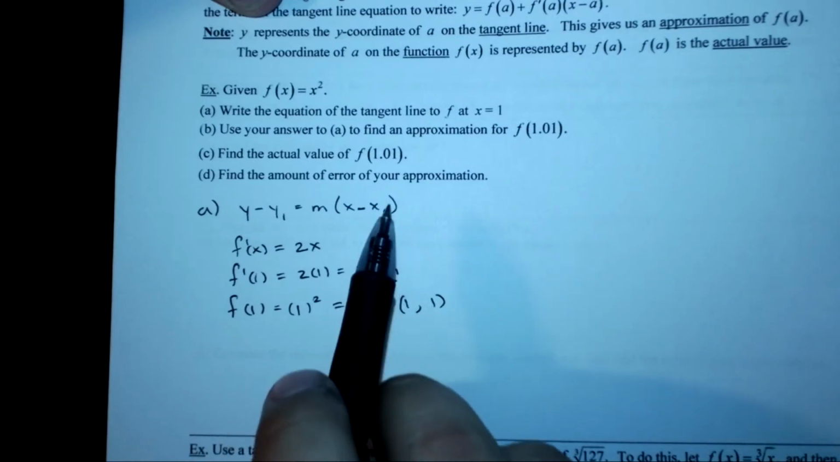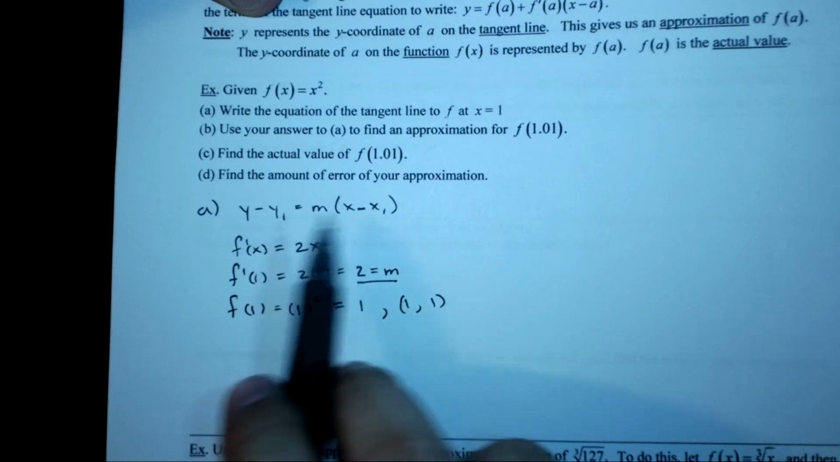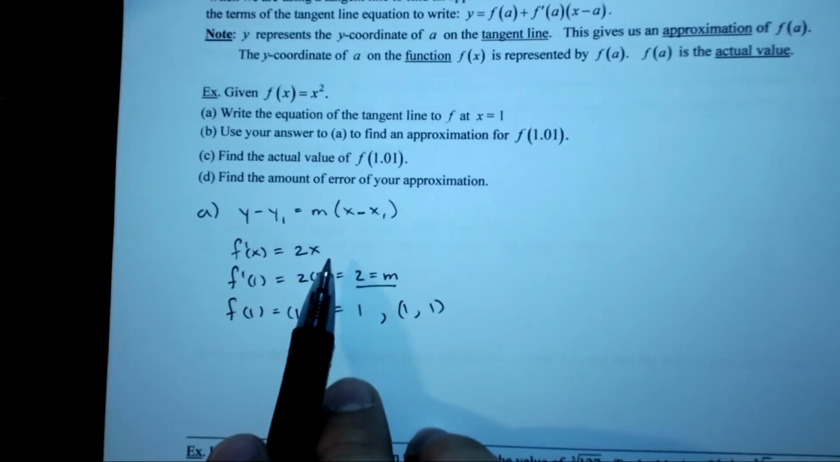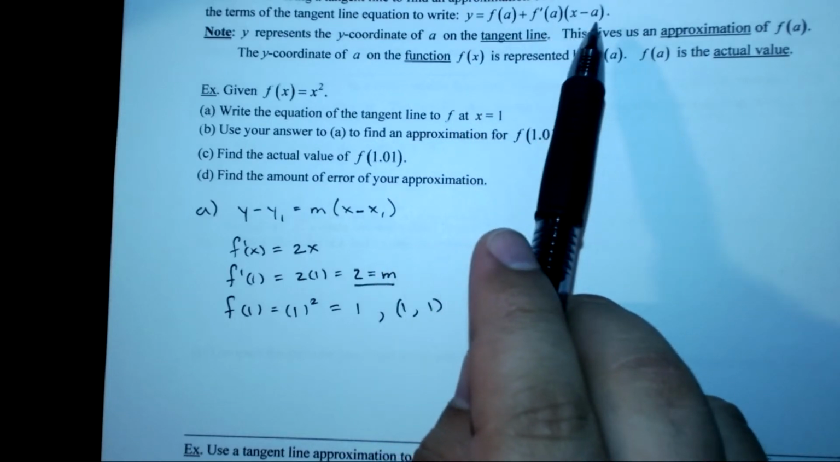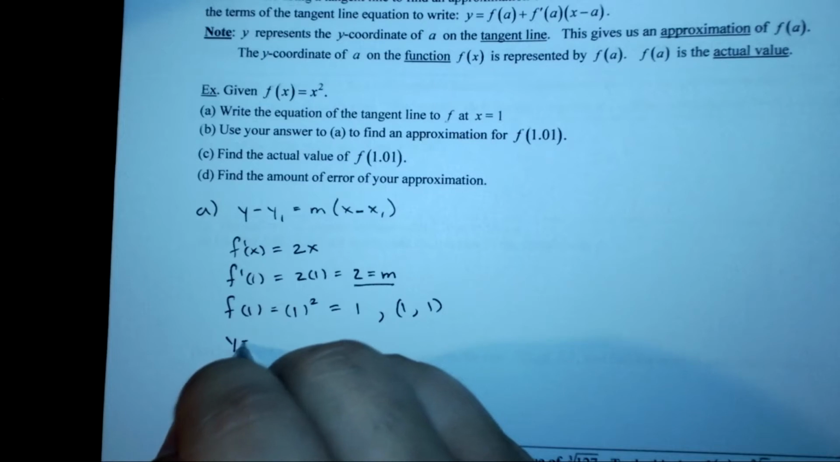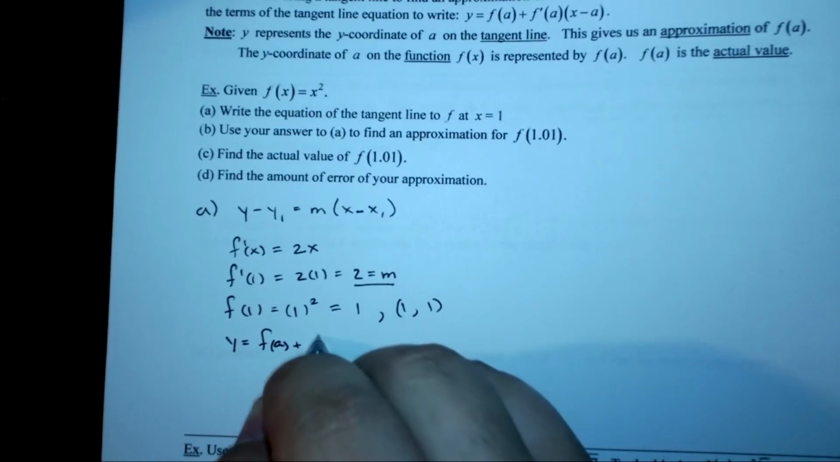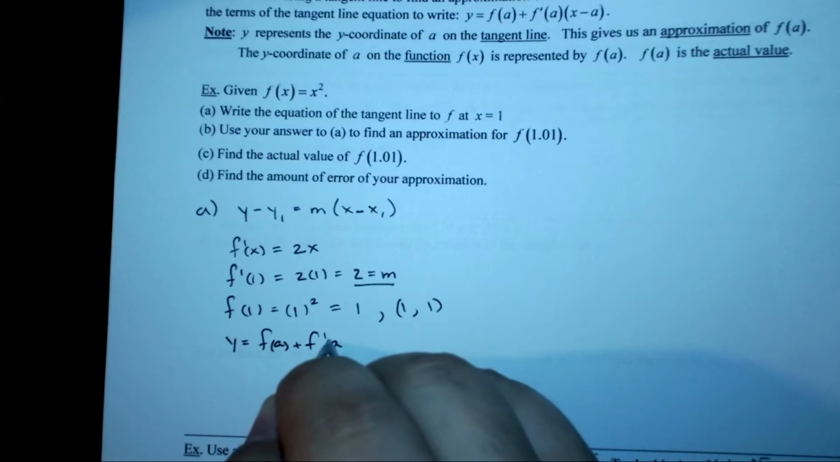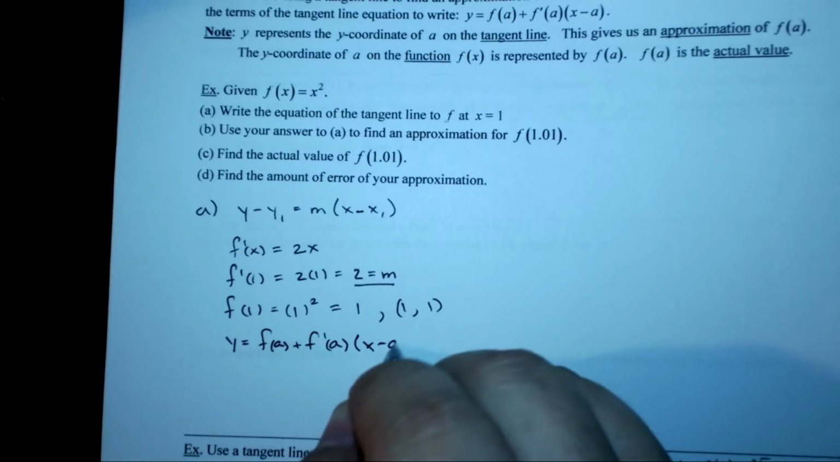So far we have x1, y1, m. So we're pretty much ready to plug this in. Now let's go ahead and rewrite it this way: y is equal to f of a plus f prime of a times x minus a.